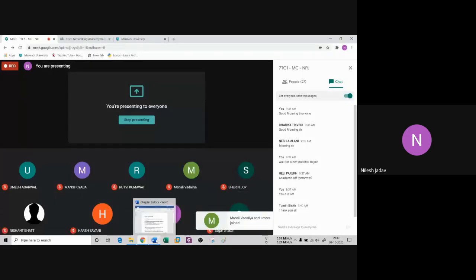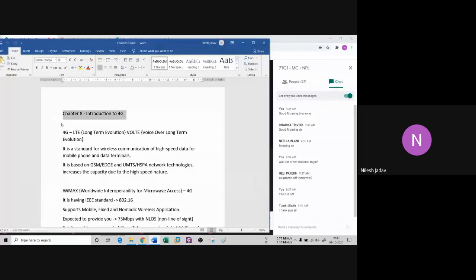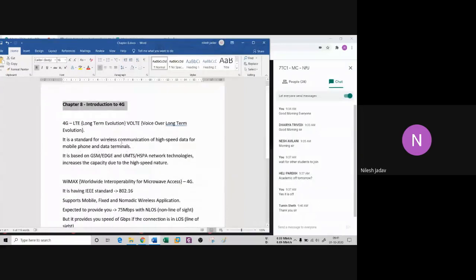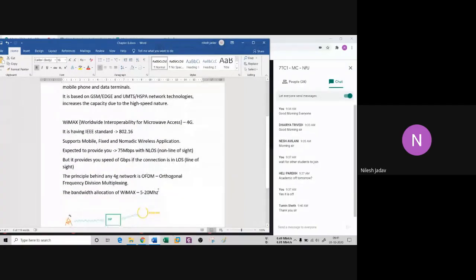Okay, so we were doing chapter 8, introduction to 4G, and in the earlier session we had seen that 4G depends on Long-Term Evolution or Voice over Long-Term Evolution. It is basically a wireless communication standard that gives you high-speed data for mobile phones as well as data terminals. It is based on GSM, EDGE, 2G, 2.5G, 3G and 3.5G network technology, and gives you very high-speed data. We also covered one simple technology, WiMAX, Worldwide Interoperability for Microwave Access.